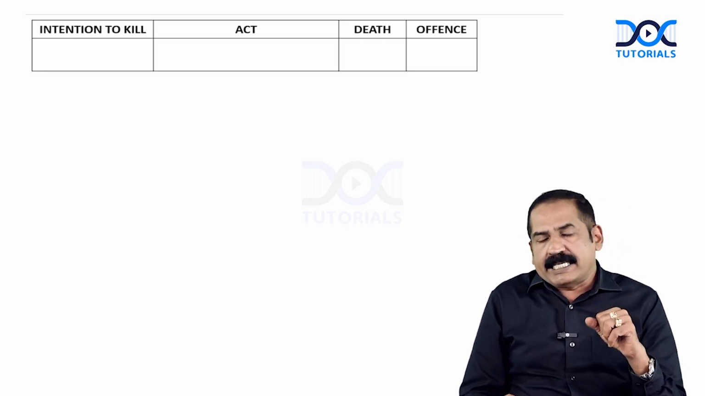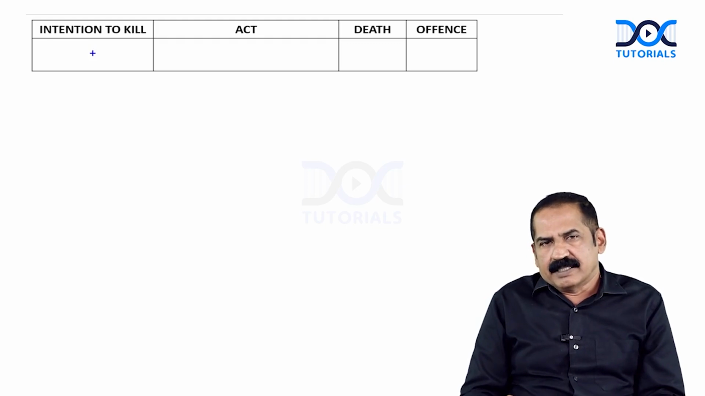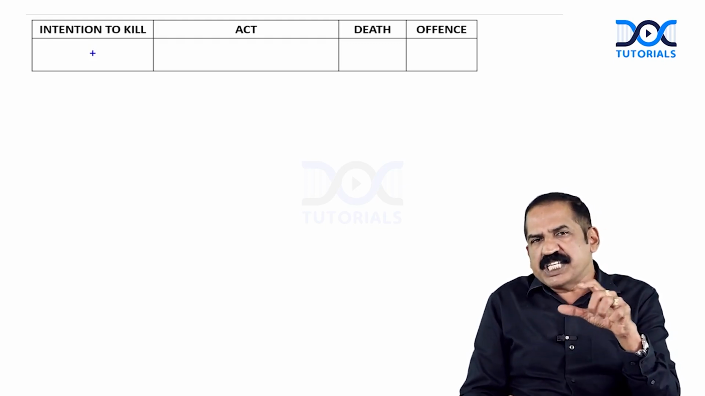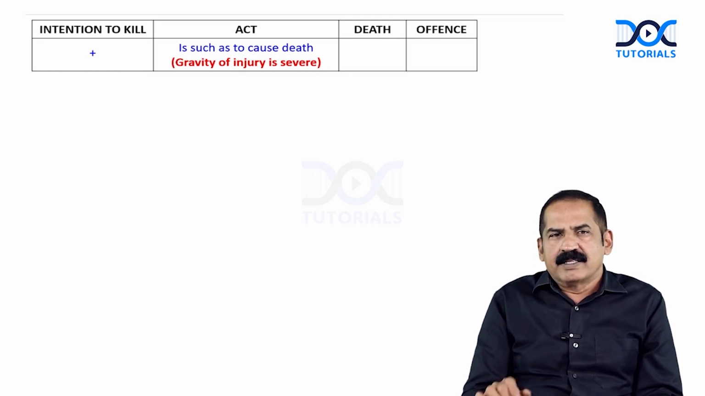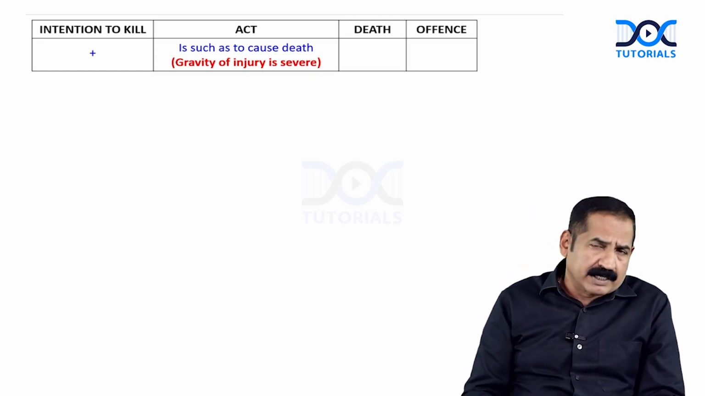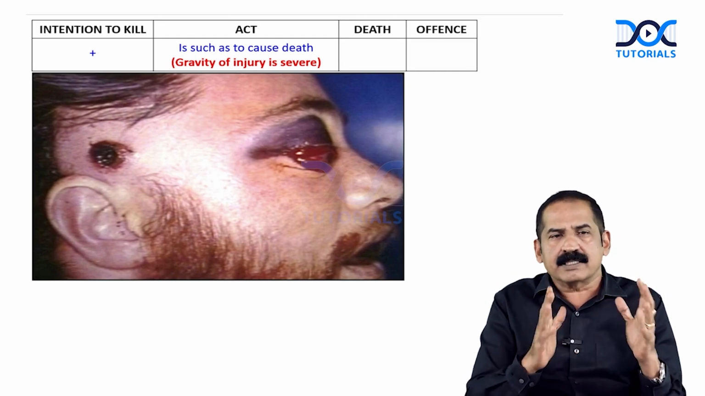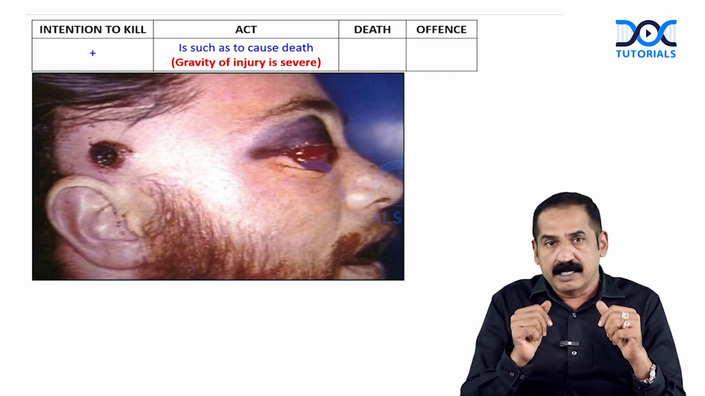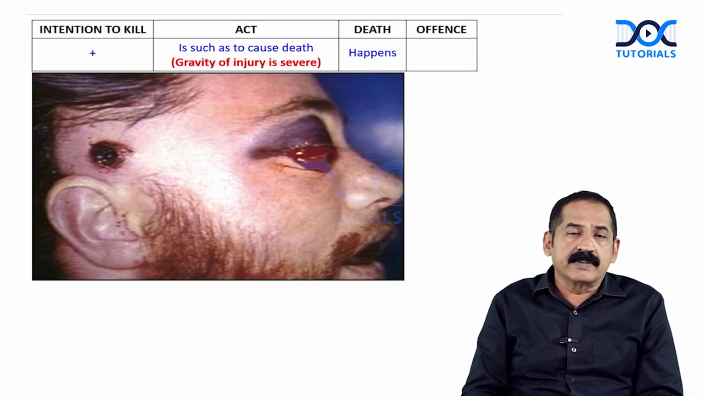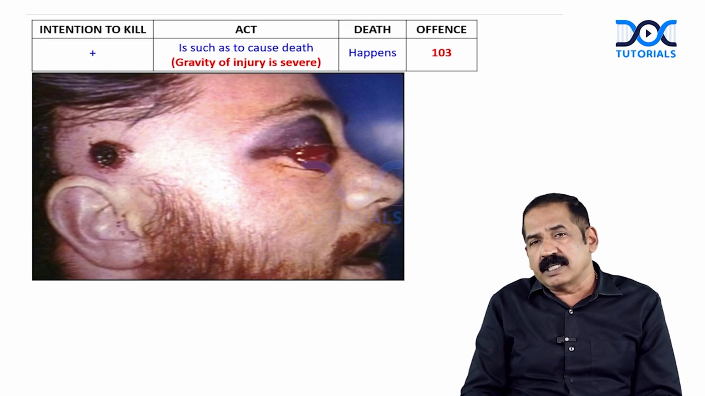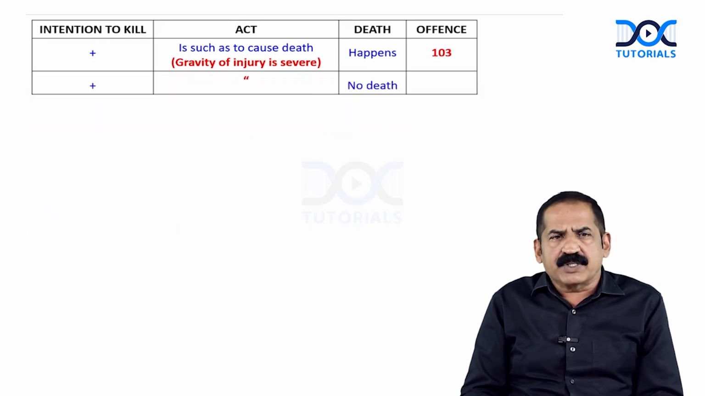Now, I get one intention to kill another person. Number one, I get the intention. Intention is there. Then, I inflict one serious injury on his body. The gravity of injury is severe. That means the act is such as to cause death. Say, for example, I take a gun, shoot a person on his right temple. All of you know, this injury is almost necessarily fatal, or at least sufficient in the ordinary course of nature to cause death. The person dies. Now, I am punishable for murder under section 103 of BNS. It is murder.